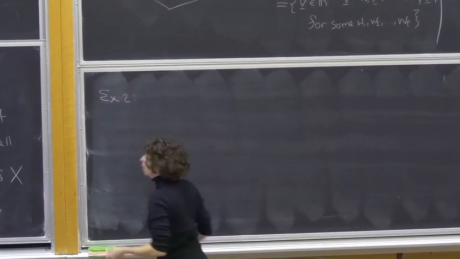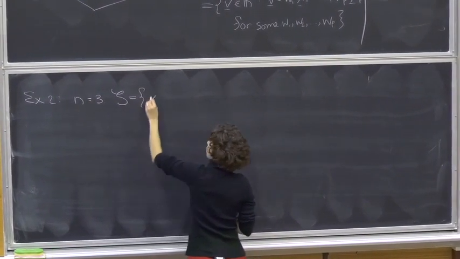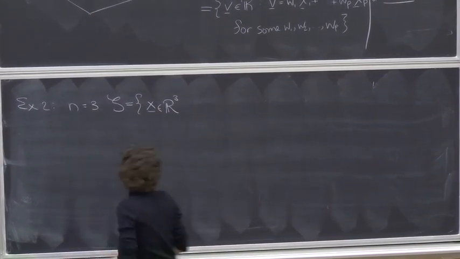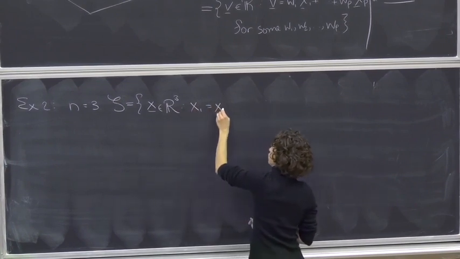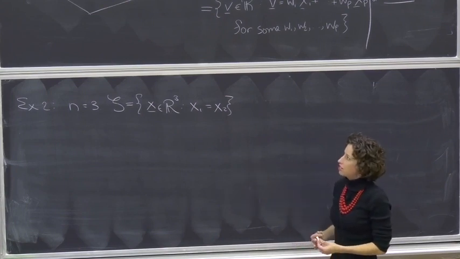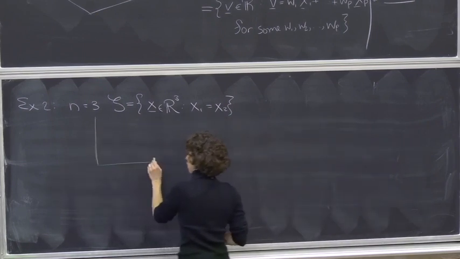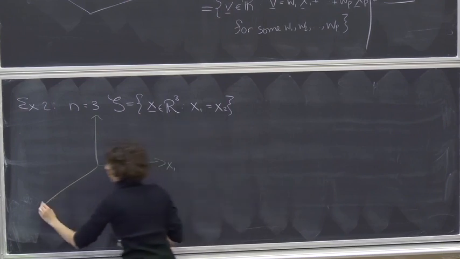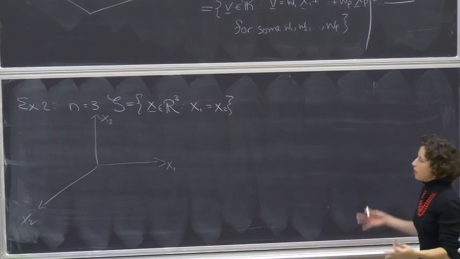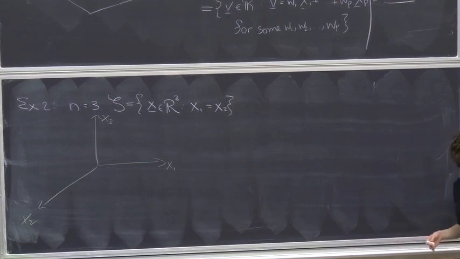So for the second example, we'll again consider n is equal to 3, and our subspace is going to be equal to the set of all points in 3D space where x1, the first coordinate, is equal to x2, the second coordinate. So it looks kind of similar to our last example, only now we're not saying anything at all about x3. So again, we can try to draw a picture here. Here's x1, here's x2, and here is x3. And we can try to think about, well, where in this 3D space is this subspace, or what does it look like? Are there any thoughts?